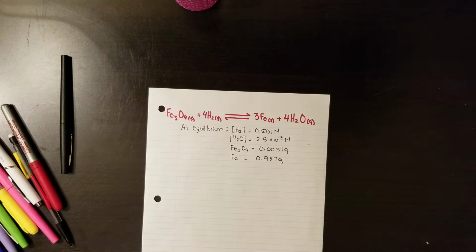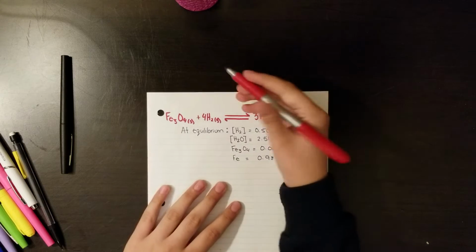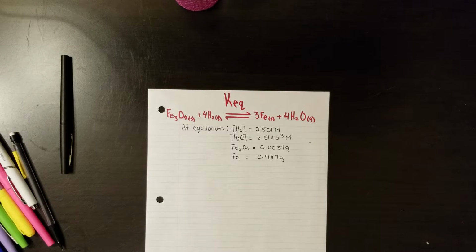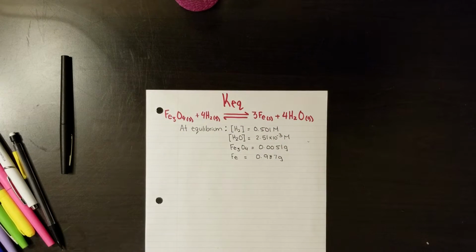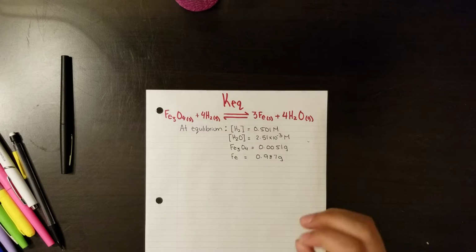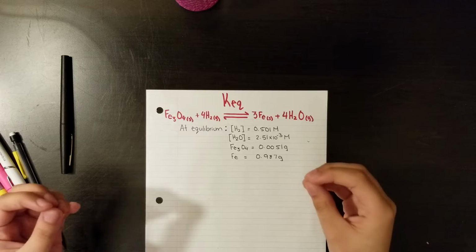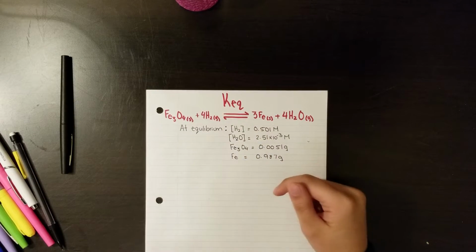So this is part 2 of finding the KEQ, the equilibrium constant. I'm going to put that up here. So we're finding the KEQ still. And in this question, I have everything at equilibrium, because to find the KEQ, you need to know the concentration at equilibrium specifically, not initially or during, but at equilibrium.